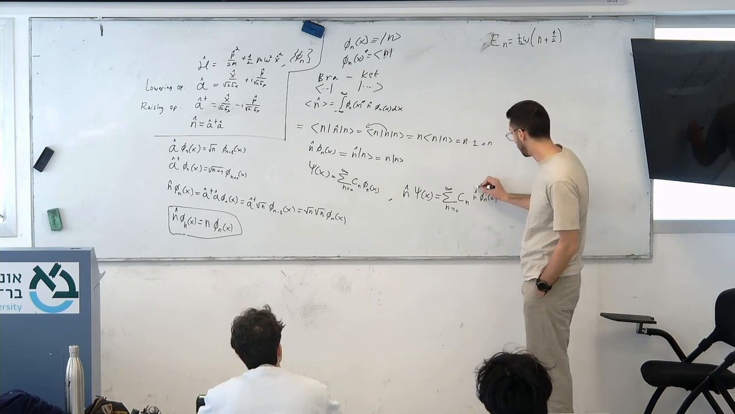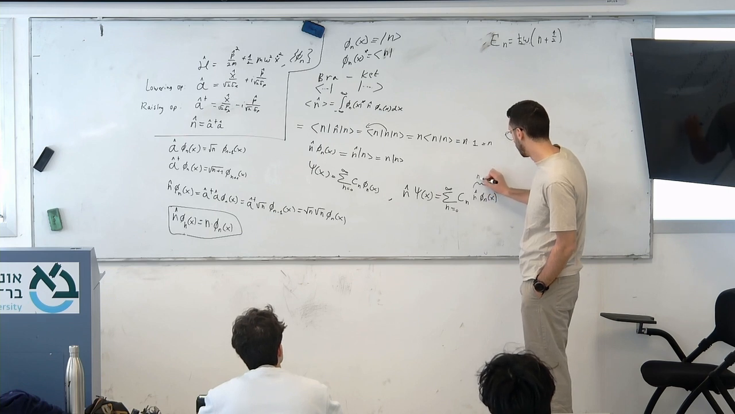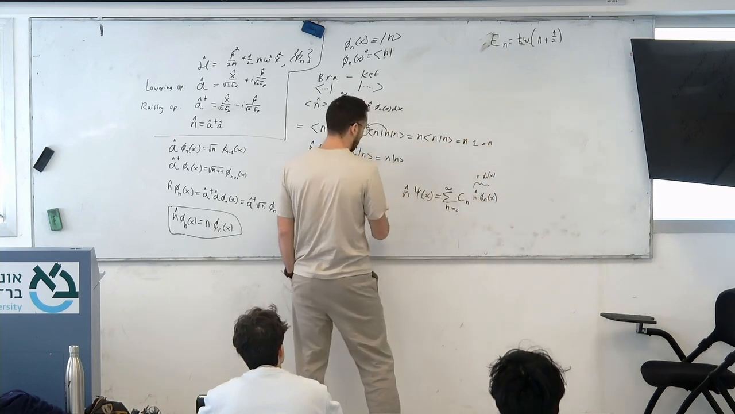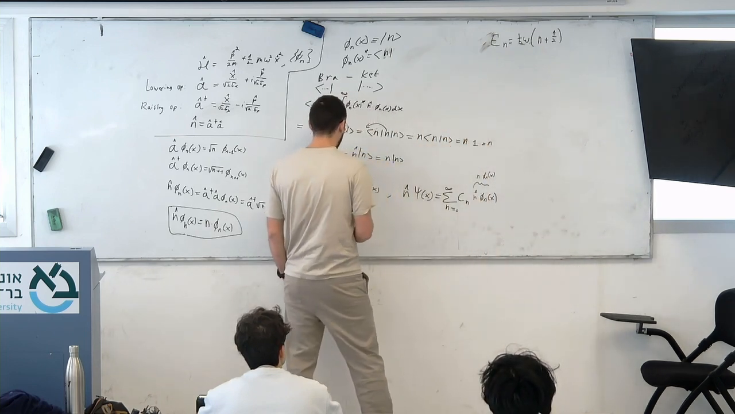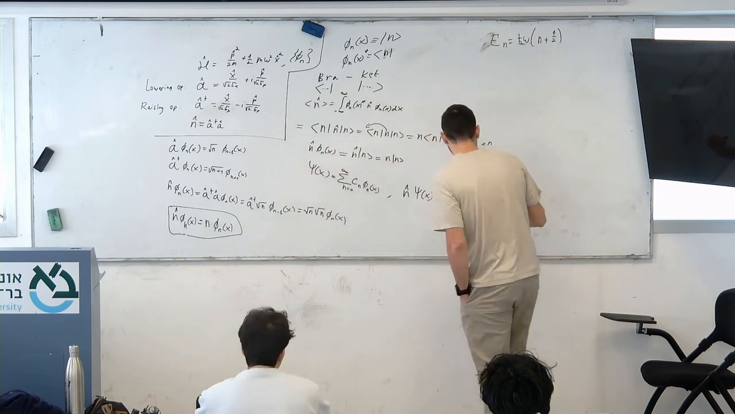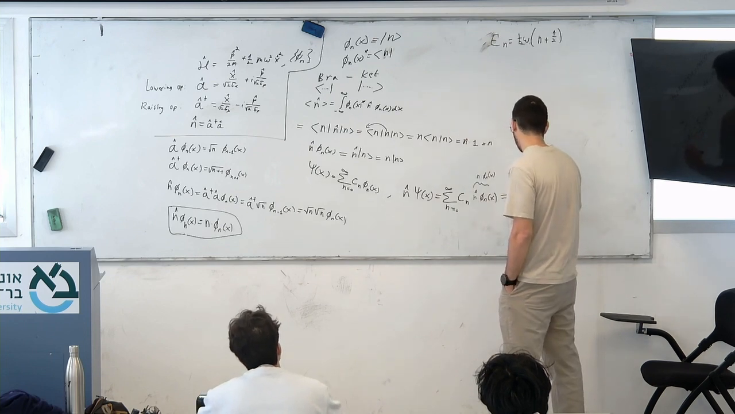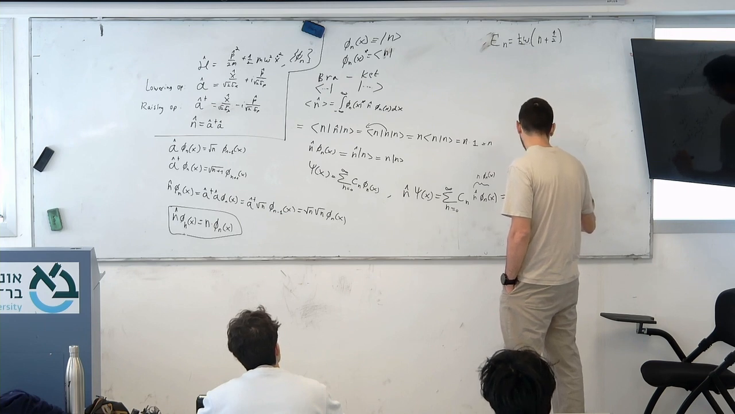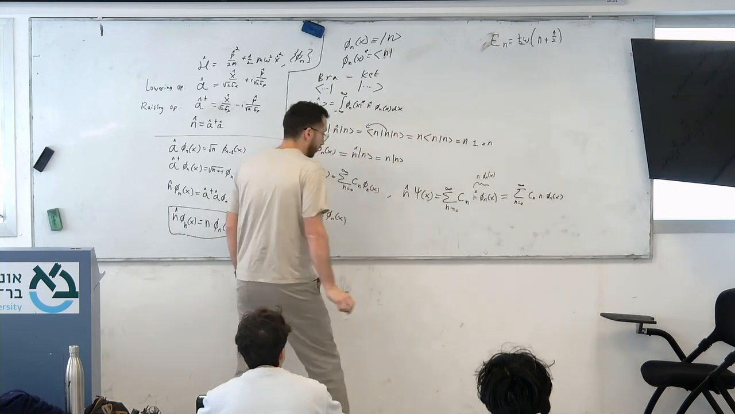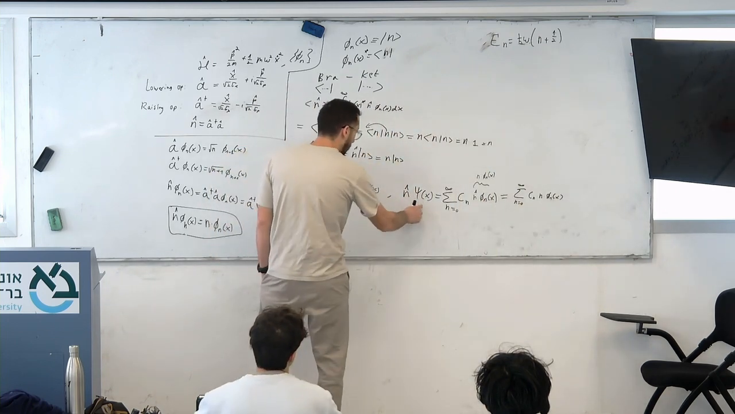What we have here is basically n times phi n of x. But if we want to have the average value, let's take it step by step. So this is equal to the sum over n equals 0 to infinity of Cn times n times phi n of x. This is just n applied to psi of x.